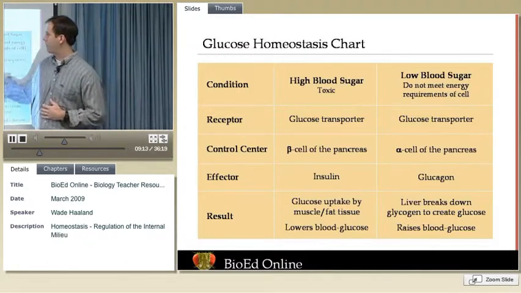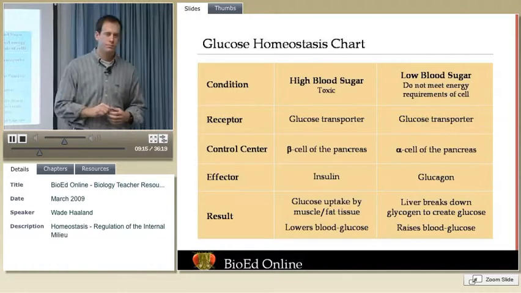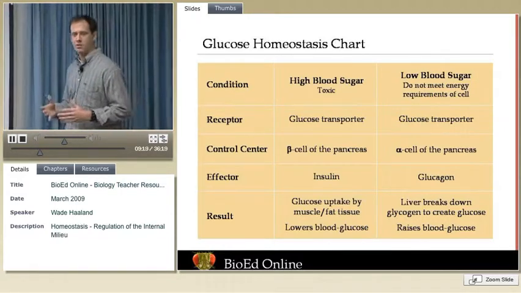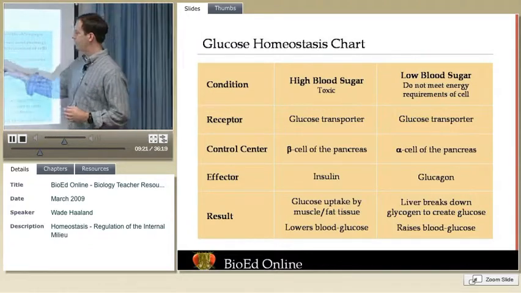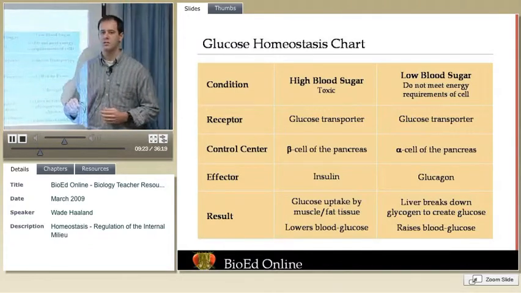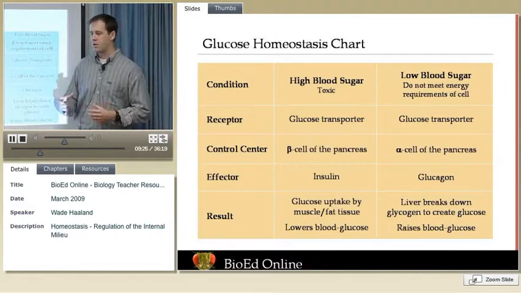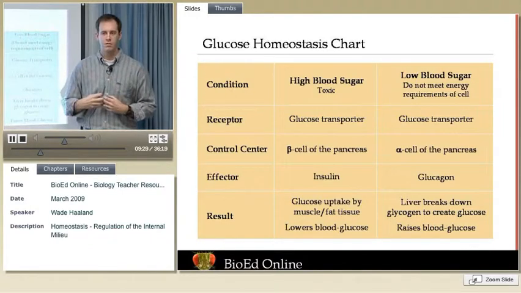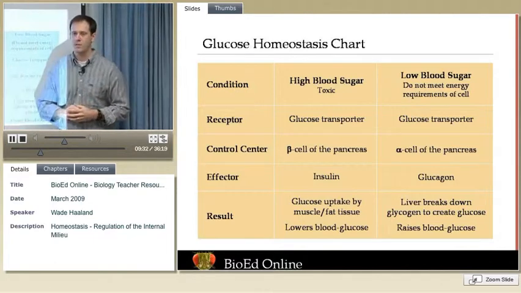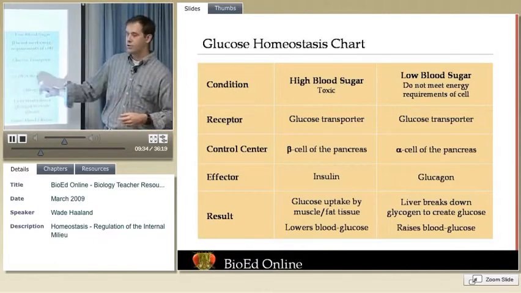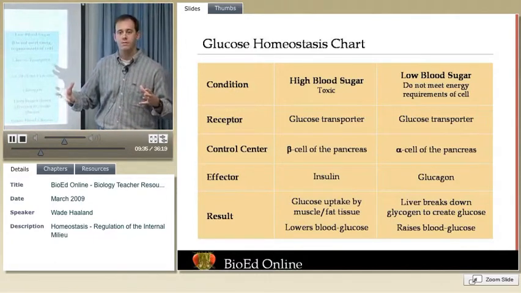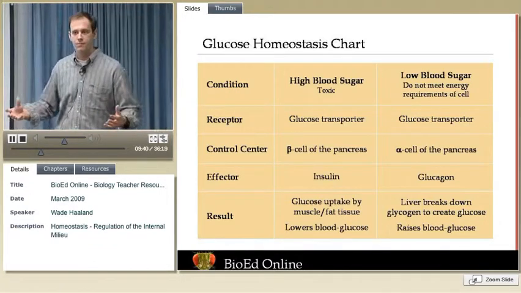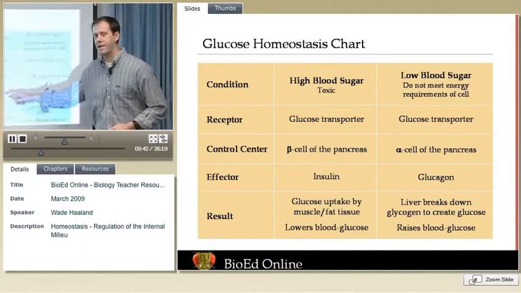But think about a high blood sugar content for right now. This can be toxic to the cell, so we can't allow this to happen. What happens is glucose transporters that are expressed on our beta cells get glucose from our blood and bring it into the beta cell. That's our receptor, the glucose transporter. Our control center is the beta cell itself. And what the beta cell does is it then makes insulin. And insulin will be the effector.